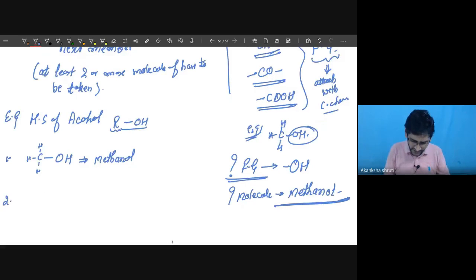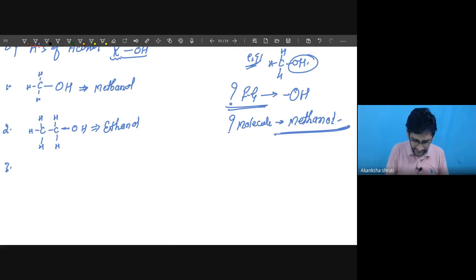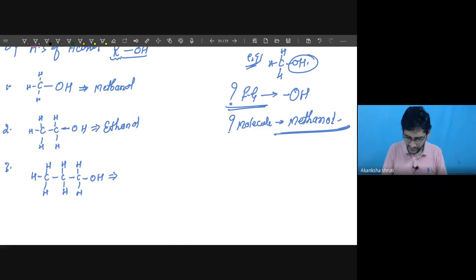The second one may go for, now this carbon chain length is increased, this one. It is ethanol. Let me write one or two more. If one is taking propanol, let me draw the complete structure. Here we have to take 3 carbon atoms, and in that we have to attach OH. So it is our propanol.